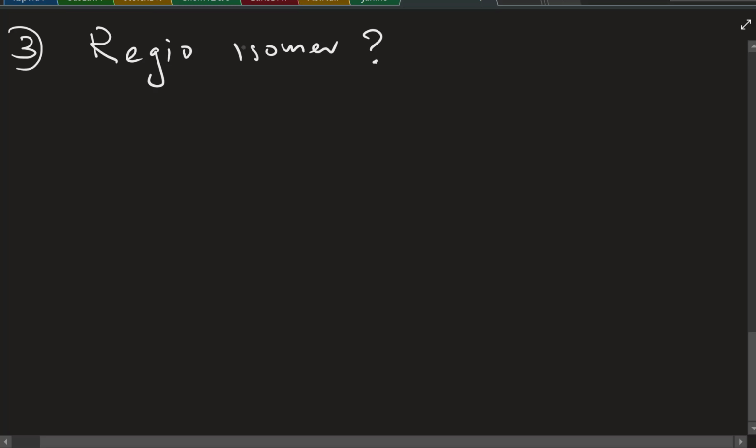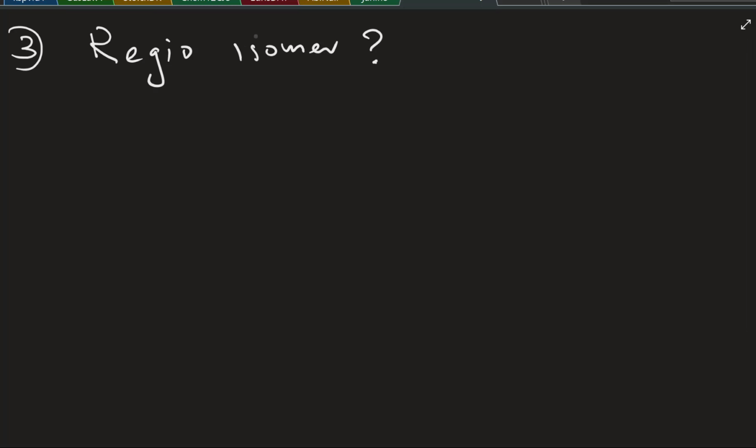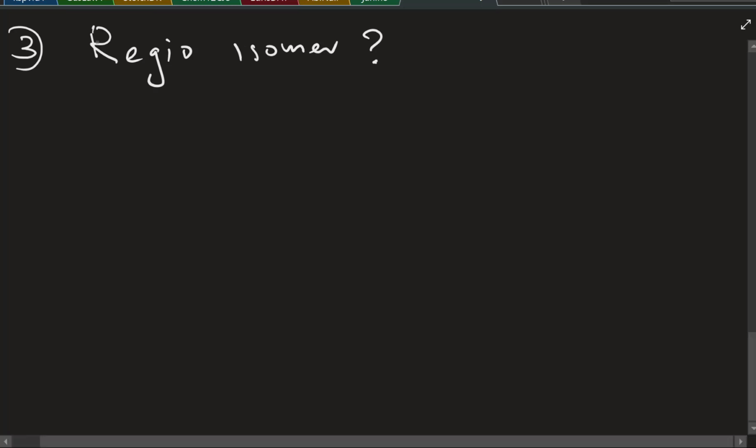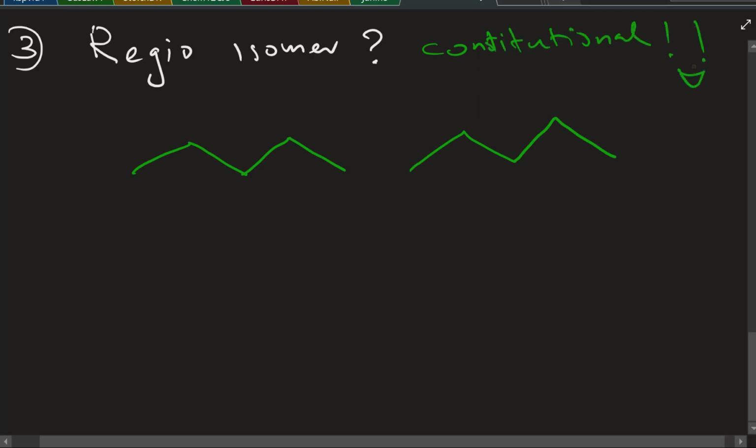That's a simple one actually. Regioisomer. What's a regioisomer? It's a bigger question, but simply it's asking what a regioisomer is. So this is the older method. You guys don't use it anymore. What's the idea? It's a constitutional isomer. What's constitutional? That means you break bonds and stick it into some other place, right?